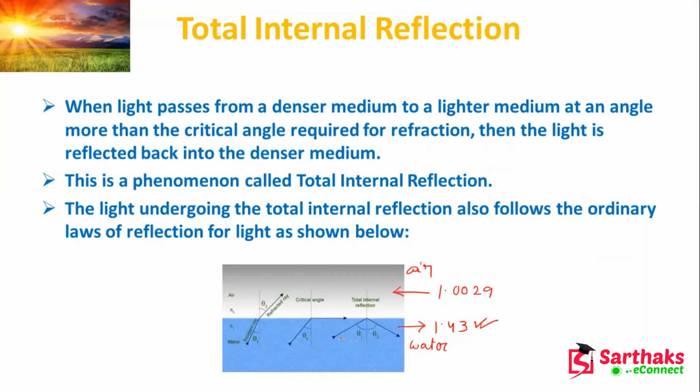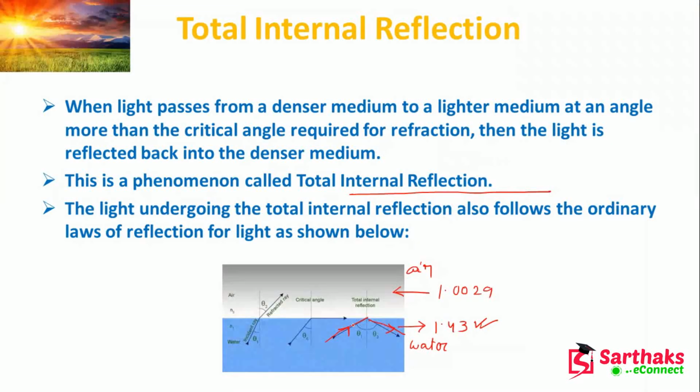So if light is coming from the denser medium to the lighter medium at an angle more than the critical angle required for refraction, then the light is reflected back into the same medium, that is the denser medium. And this phenomenon is called total internal reflection. And light undergoing total internal reflection also follows the ordinary law of reflection.